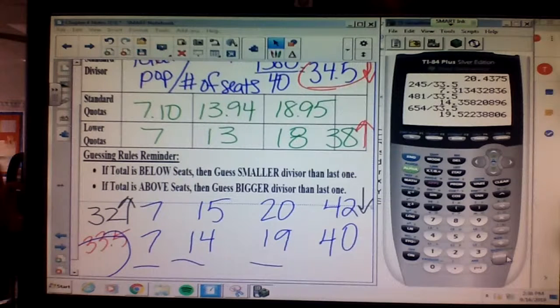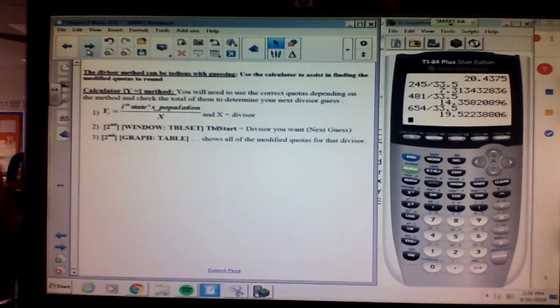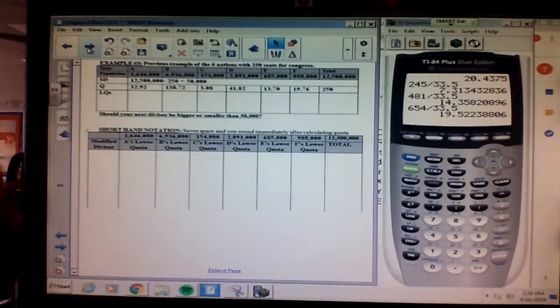Take a look at this next problem that I have. How many states do I have? 6. Who wants to sit here and divide each one of these numbers individually? Really? I mean, by all means. Okay. No one has time for that.